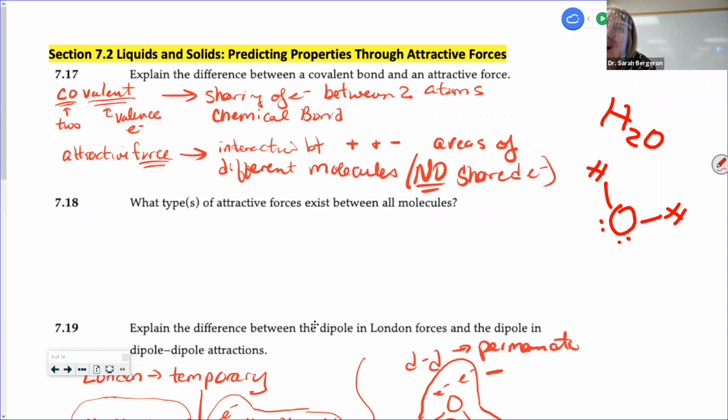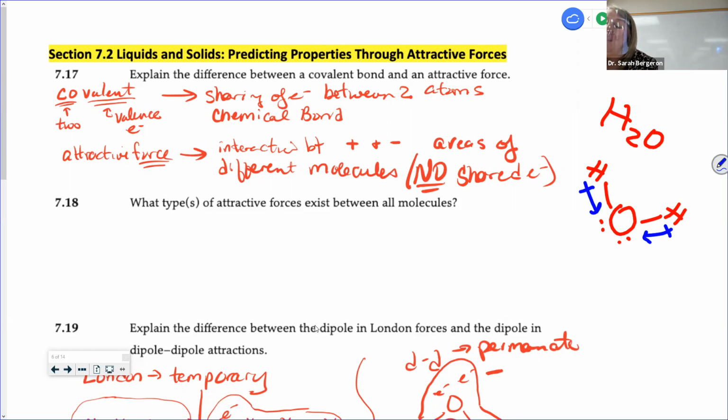Oxygen is very what? Electronegative. It's like next door neighbors to fluorine the floozy, right? So what is it like to do with its electrons? It hogs them. It even hogs hydrogen's electrons. So then what happens to the water molecule? It becomes what? What does this mean? It becomes polar.